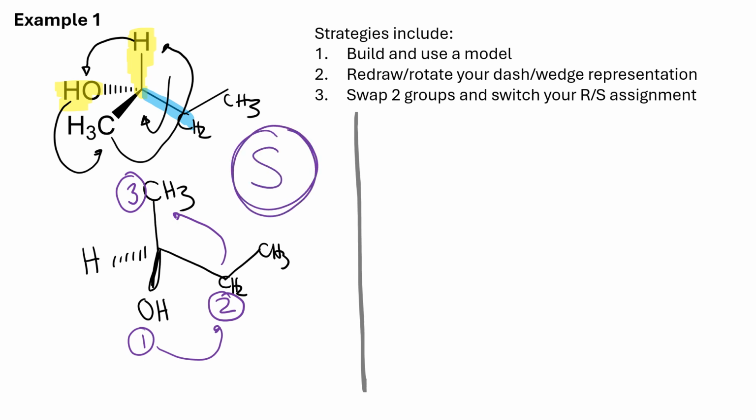Now I'm going to use the other strategy. The answer I get at the end of the day had better be S. So in the next strategy, let's do this strategy over here. I'm going to swap two groups, and then at the end I need to swap my R and S assignment. Looking at our molecule, it would be really great if the hydrogen was on the dash, so I'm going to swap those two groups around. Here's my backbone. I'm not swapping the CH2, the CH2CH3, or the CH3 part. I am just going to physically swap the hydrogen.